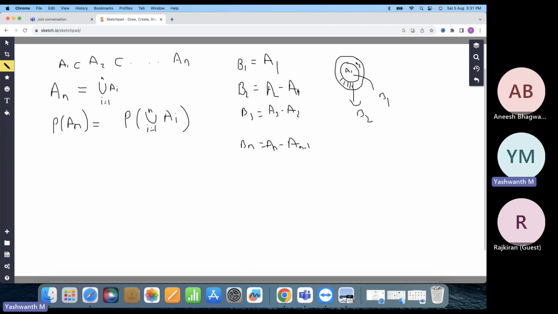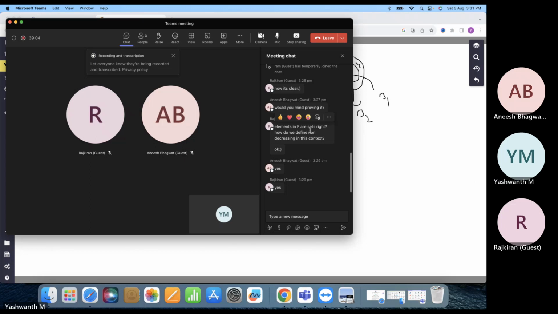So if you see here, A1 union A2 is the same as B1 union B2. So the probability of the union of Ai, i equal to 1 to n, is equal to the probability of the union of Bi, i equal to 1 to n. Clear so far?